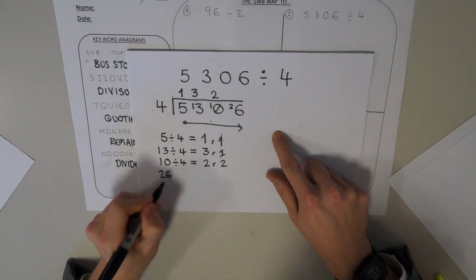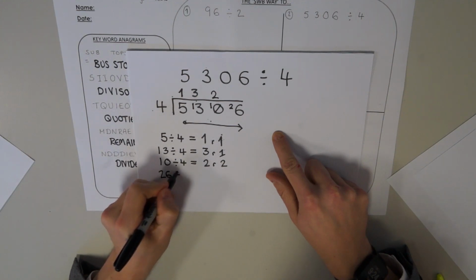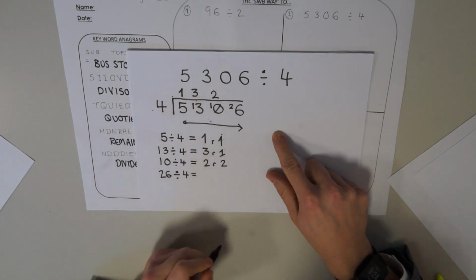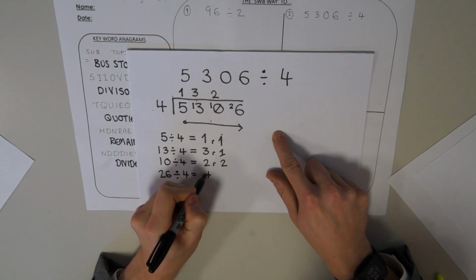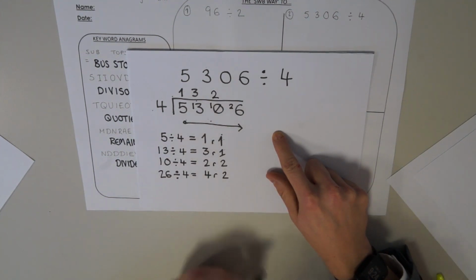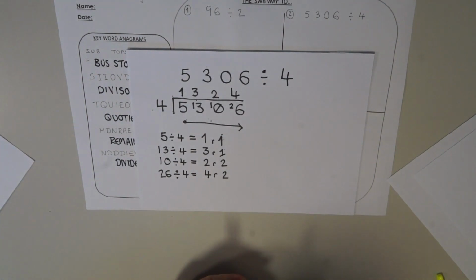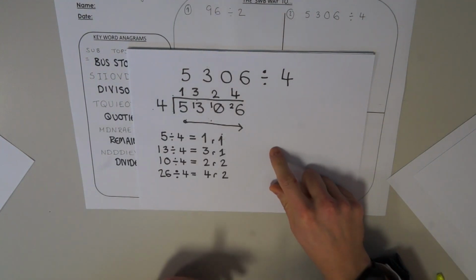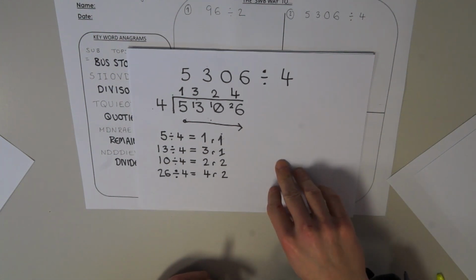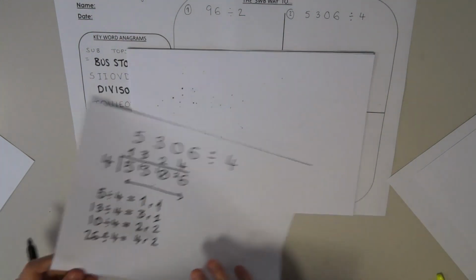I then say to myself, how many 4s go into 26? 4 goes into 26, 6, remainder 2. The 6 goes above the 26, but now I've got to the end of my division, there is nowhere for the remainder to go. Next week, we will focus on what to do if you have a remainder at the end of the actual problem. That's this question done. We're now going to look at question 3.